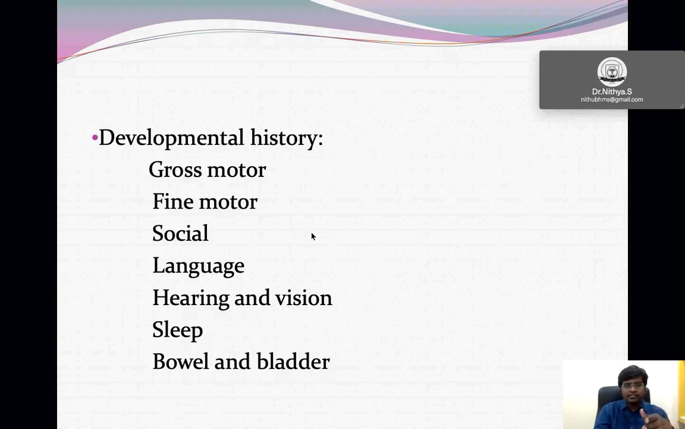And language: they start speaking monosyllables by around 6 months, and bisyllables at 9 months. By 1 year they should be able to say at least 1 to 2 words. And bladder control they should have achieved by around 3 years, when day diuresis should have stopped, and by around 4 years they should be able to hold their bladder during night times. So all these are very important to know exactly at what point and which stage the child is lagging, so that you can make a good diagnosis of the problem and also the pathology.